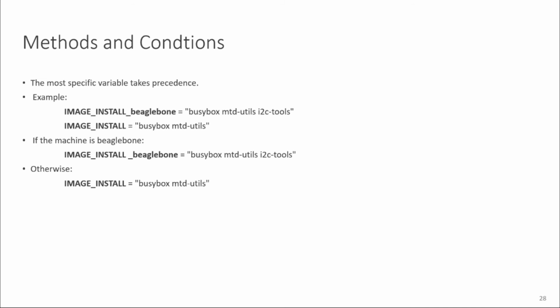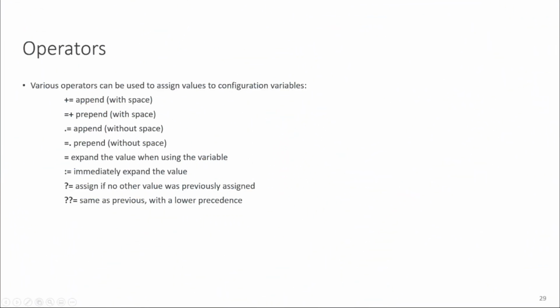So if you have defined two variables, IMAGE_INSTALL_beaglebone and IMAGE_INSTALL, and the machine for which you are building is beaglebone, then IMAGE_INSTALL_beaglebone will take precedence and it will be used. If your machine is not beaglebone, then the plain variable will be used. So you can define multiple configuration variables with machine names, and the one for which you are building will be used.